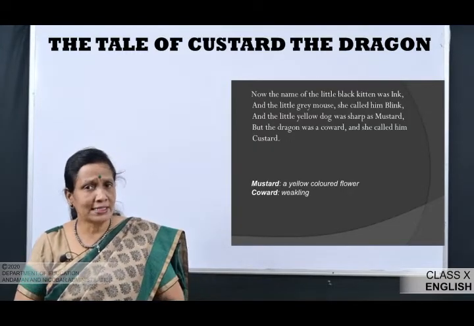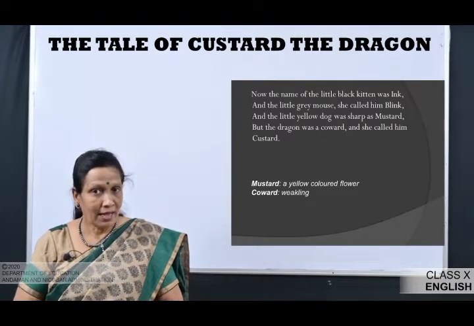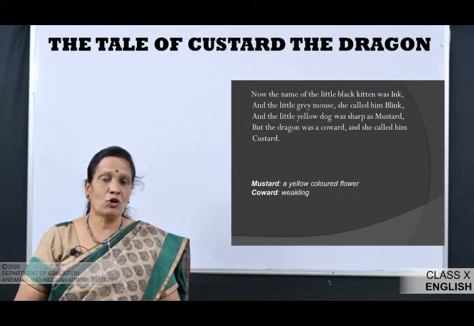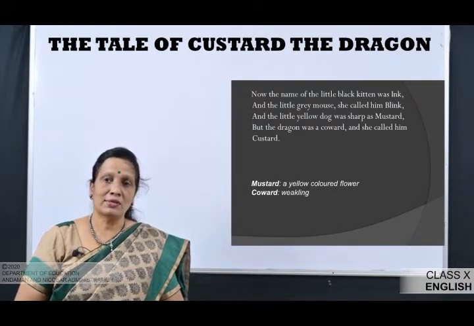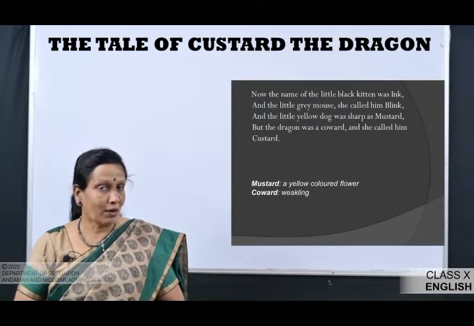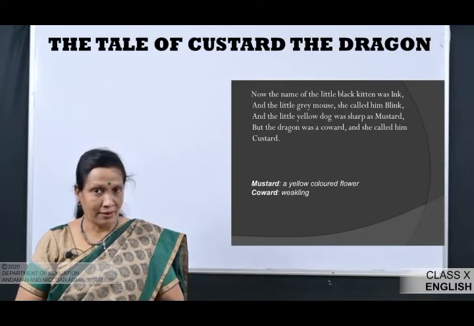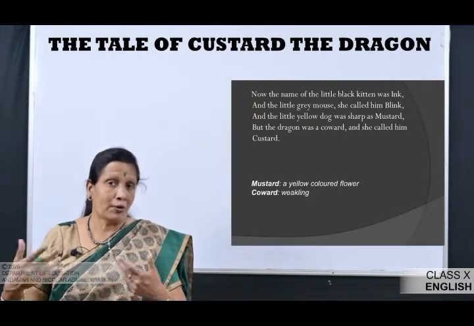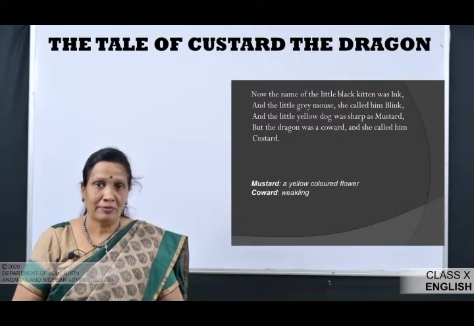Now let's move to the next stanza. Now the name of the little black kitten was Ink, and the little grey mouse she called him Blink, and the little yellow dog was Sharp as Mustard, but the dragon was a coward, and she called him Custard. Mustard, a yellow colored flower. Coward is a person who is not strong or brave, maybe we can say weakling.